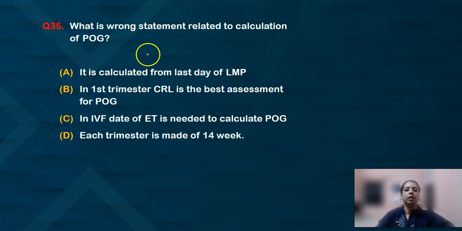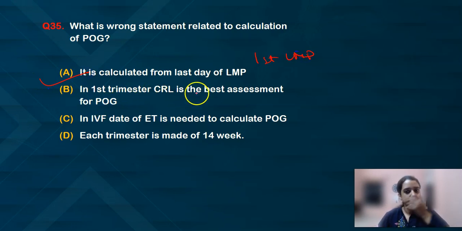Now what is the wrong statement related to calculation of period of gestation? It is calculated from the last day of LMP. No, it is calculated from the first day of LMP. So this is our wrong option. In first trimester, CRL is the best assessment? Yes. In the first trimester, especially from 11 to 14 weeks, the CRL is the best assessment for period of gestation.